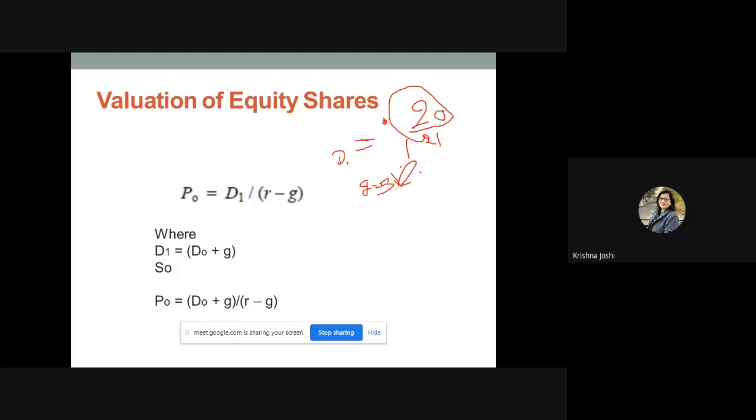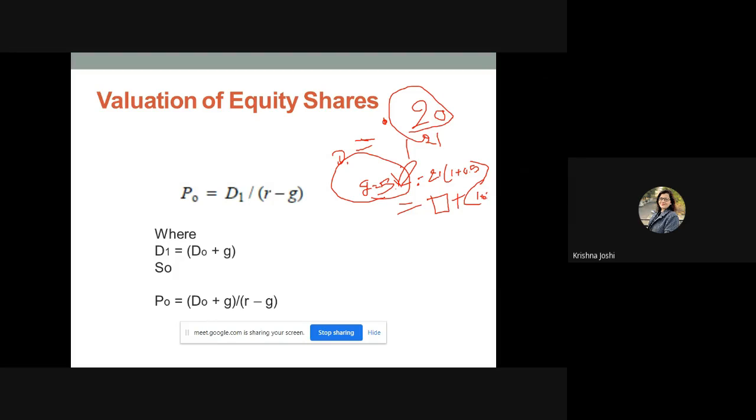Now what will happen in year 2? 21 plus 5% of 21. And in the next year, whatever answer comes, its 5%. So every year we have a growth of 5%. This is called the constant growth dividend model.